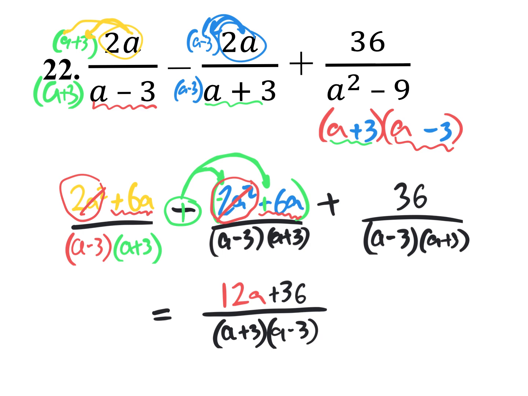Now, that might be our answer, but we still need to try to factor further to see if we could further cancel anything out. So up on top, we're going to pull out the GCF of 12. And what would we have left over?